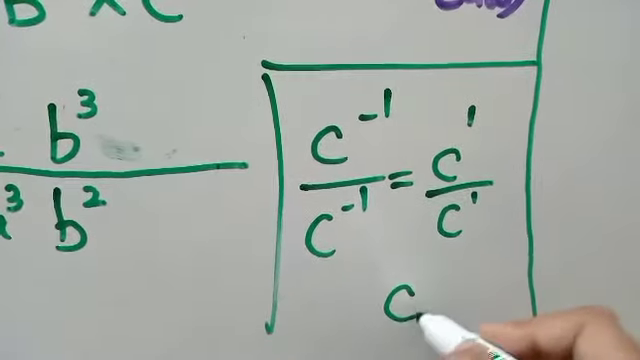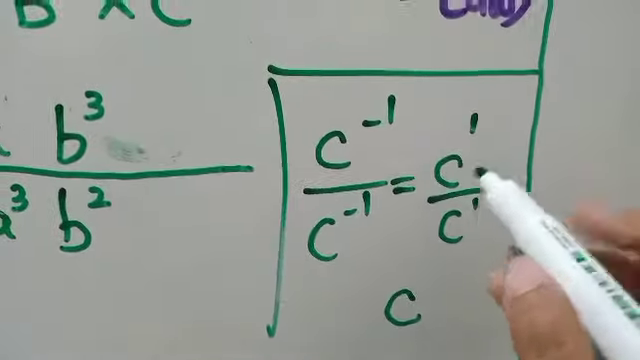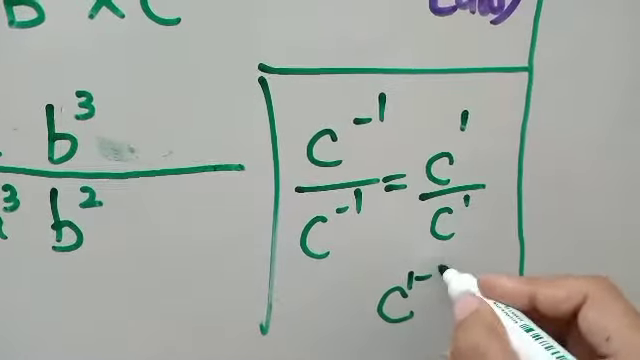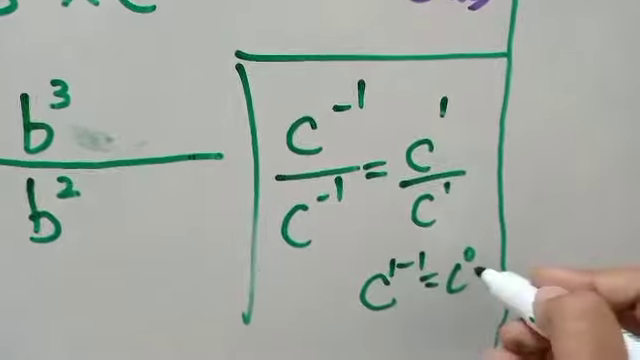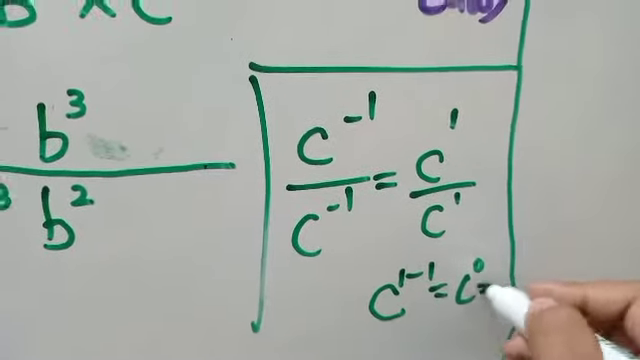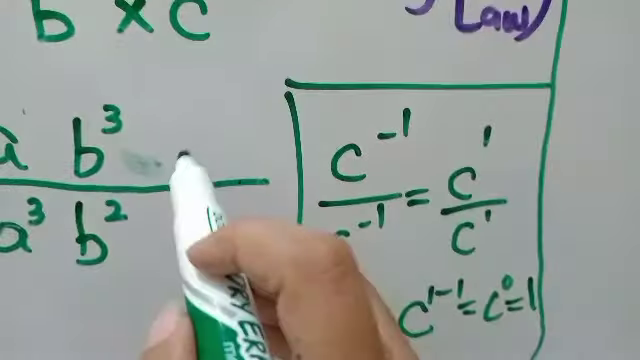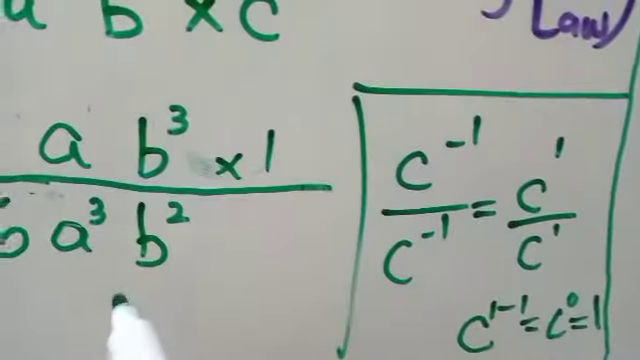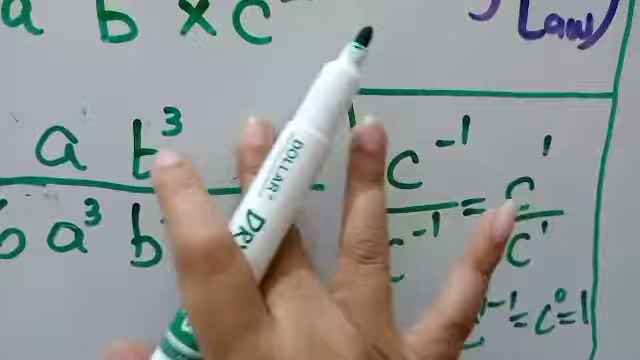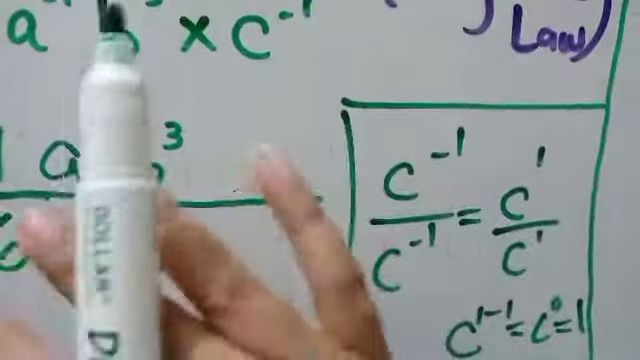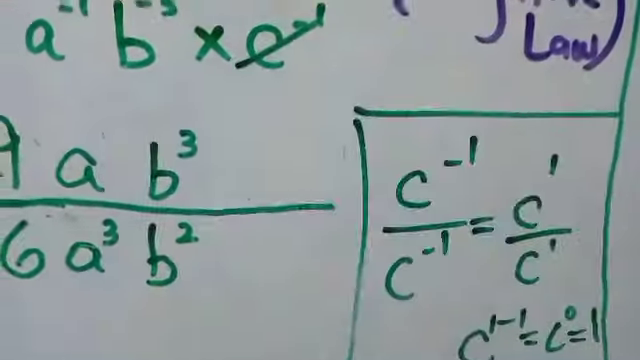Then same base quotient law will apply. Quotient law of same base, 1 minus 1 will give me c raised to the power 0, and I know that if the power is 0, it will become 1. So here it's simply multiply by 1. Multiply by 1 doesn't have any value, so I will not write it. I will just omit this c from here.